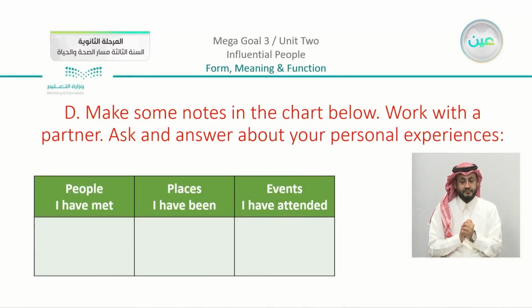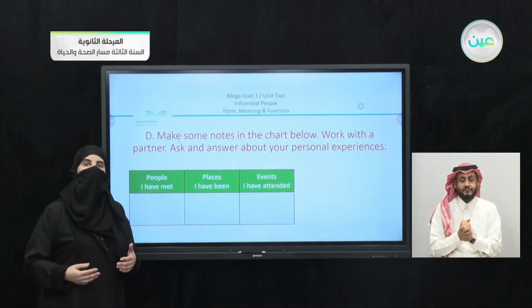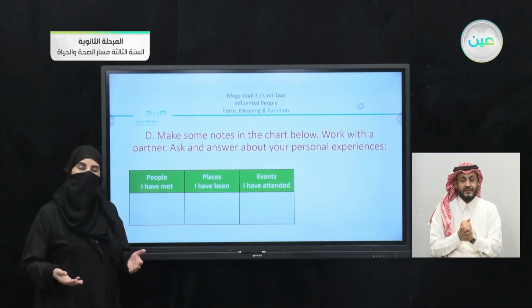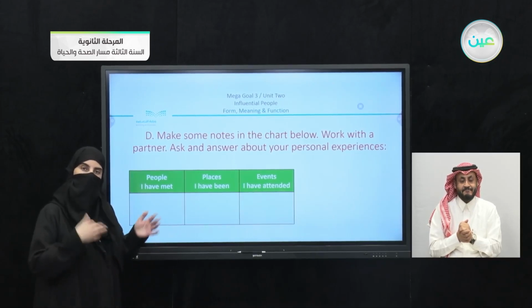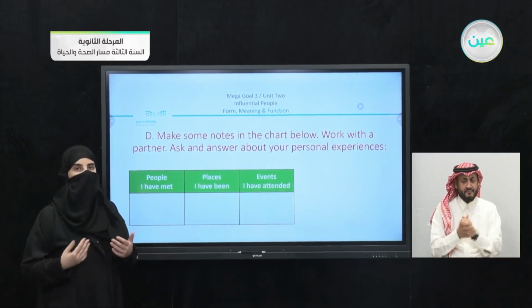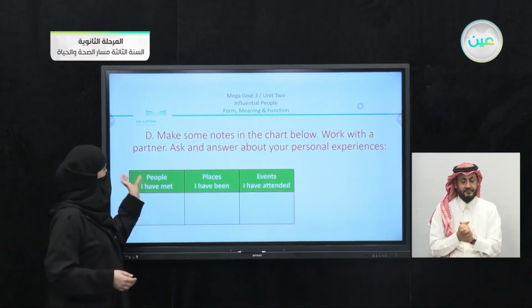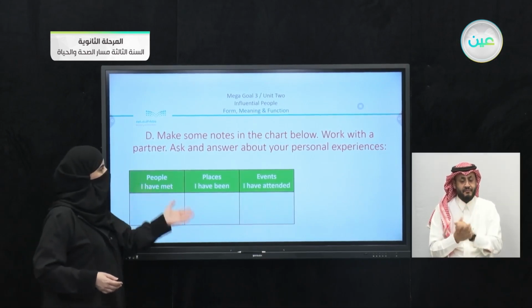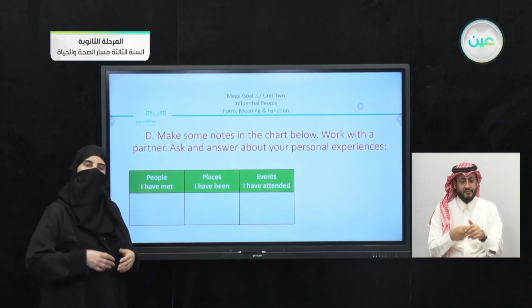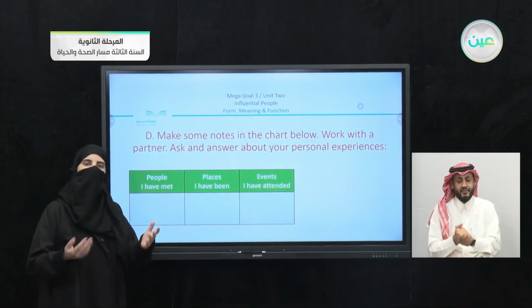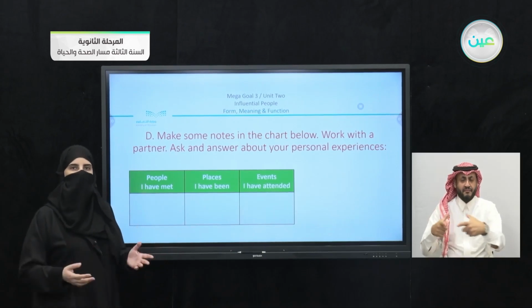Now we have here D. Make some notes in the chart below. Work with a partner. Ask and answer about your personal experiences. So when we said that we ask questions, "have you ever," for personal experiences, you can use this note and just practice with a partner. And this is a good speaking practice. So we have here the 3 parts. We have here people I have met, places I have been, events I have attended. And you can use other examples, things or actions you have done, any kind of experience.